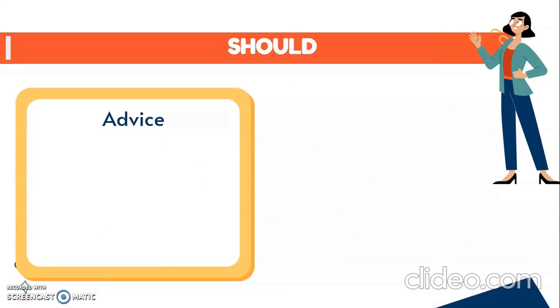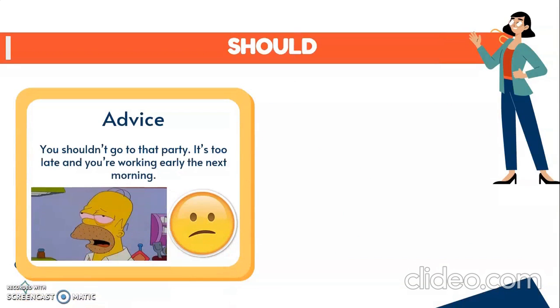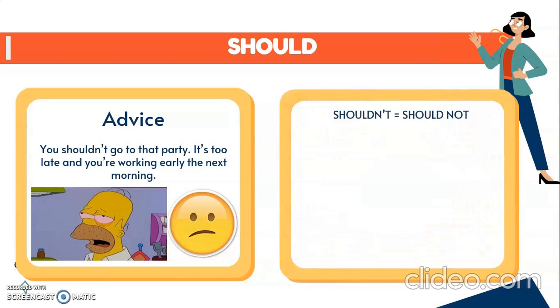We use should to give advice. For example, you shouldn't go to that party, it's too late and you're working early the next morning. We have to take into account that we are using shouldn't as a contraction of should not. Notice that we use shouldn't only in informal situations. In this case, we're saying that it's not a good idea that someone goes to a party and that we suggest that that person doesn't go.